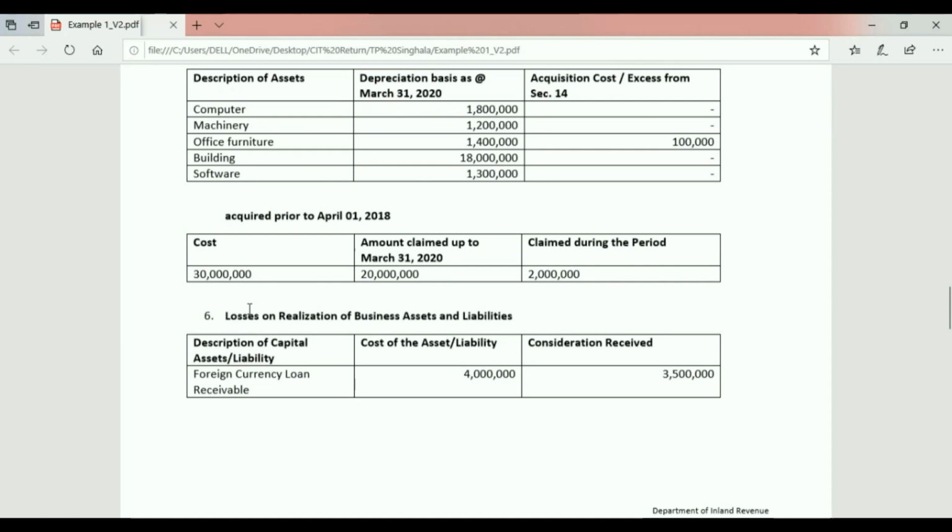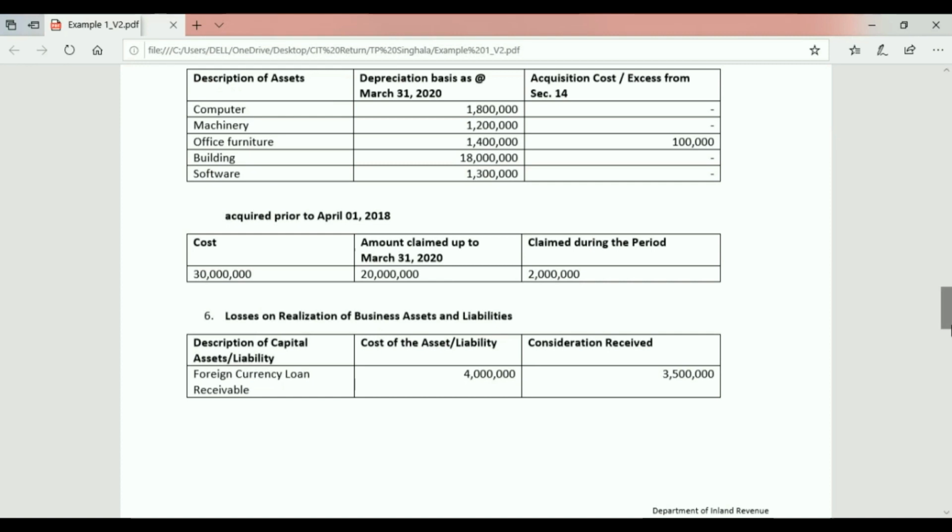Then the second table is mainly focused on the capital allowance for remaining assets which were purchased before 1st April 2018. That means this capital allowance we have to calculate based on the previous income tax law, right? If you refer to the transitional provision, it is very clear, right? We have to use the previous provisions until the entire allowance for depreciation is completed. Therefore, we separately identify this information, right?